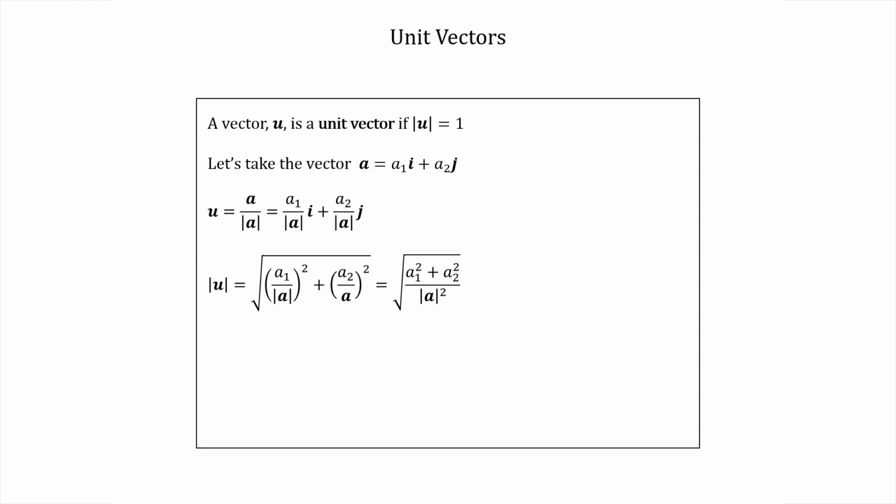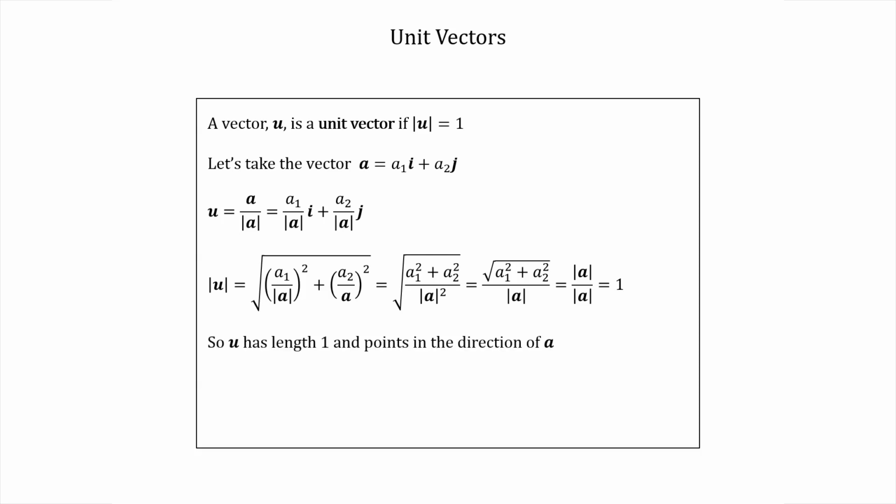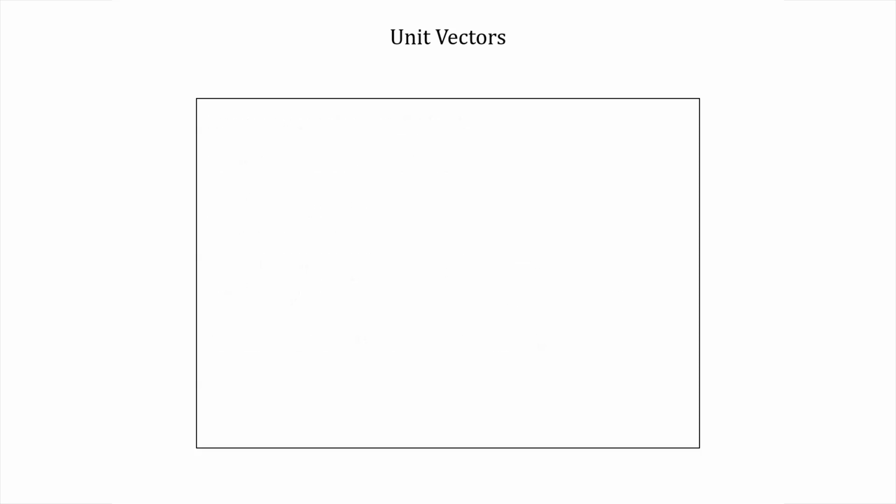Now, taking the root of the top and bottom separately, we get the square root of a1 squared plus a2 squared, over the magnitude of a. But notice now that the top is just equal to the magnitude of a also. So we have the magnitude of a over the magnitude of a, which is of course 1, as we hoped. So u has length 1, and it points in the direction of a, since it is just a constant multiple of a. Now, let's apply this to an example.